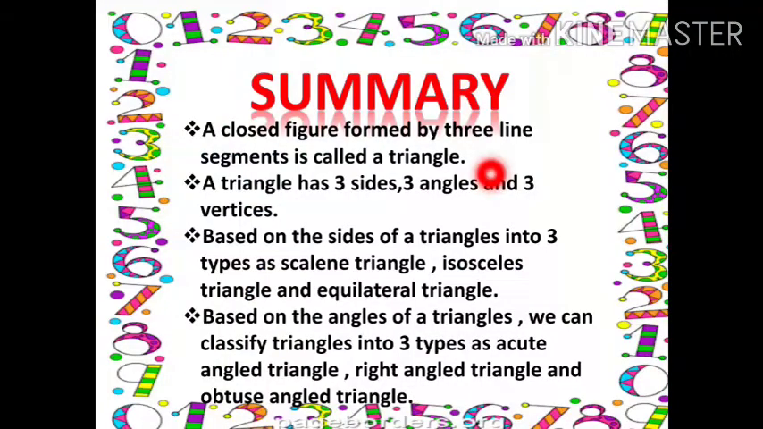Let's see the important points in Unit 4 Geometry. Summary. A closed figure formed by three line segments is called a triangle. A triangle has three sides, three angles and three vertices. Based on the sides, we can classify triangles into three types: scalene triangle, isosceles triangle and equilateral triangle. Based on the angles of a triangle, we can classify triangles into three types: acute angled triangle, right angled triangle and obtuse angled triangle.